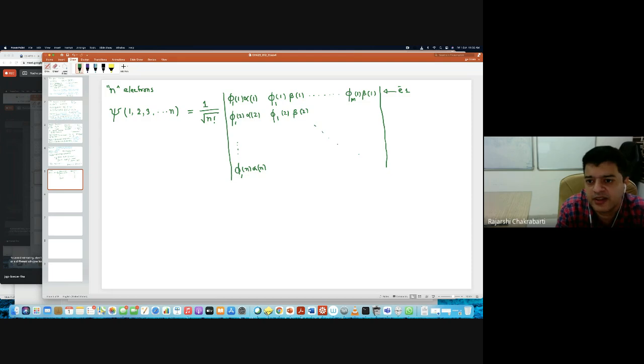Similarly, here what will be the last term? Phi m for the nth electron, and this is fine. What is m then? m is n by 2 for n even. For odd, it is... This is the Slater determinant. Okay, again I'm writing it here.